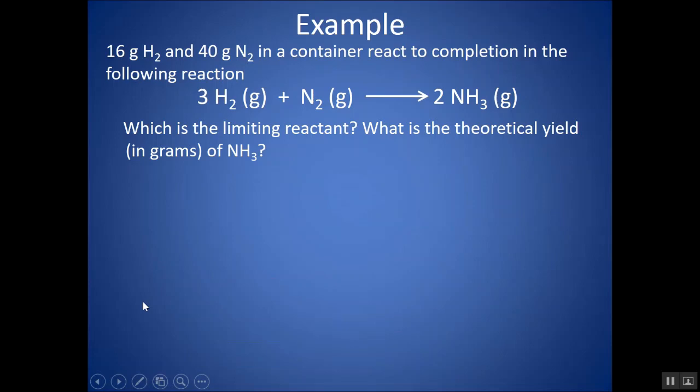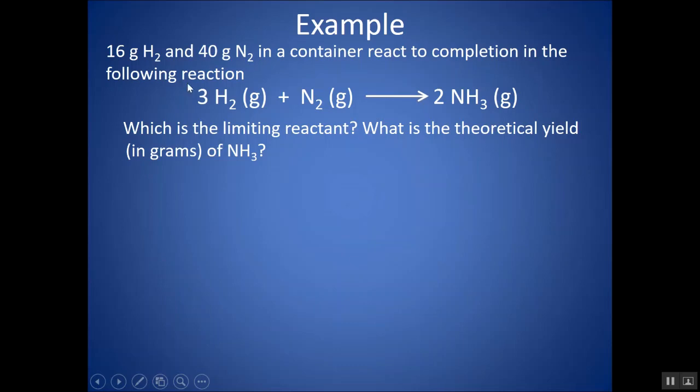Take a moment and try this example. Notice in this example, I give you grams of each reactant. You have to mole them out first before touching those coefficients. So answer this question: which is the limiting reactant, and what is the theoretical yield of NH3?